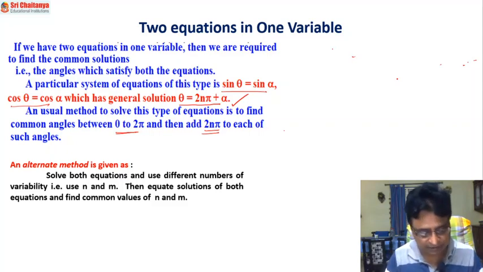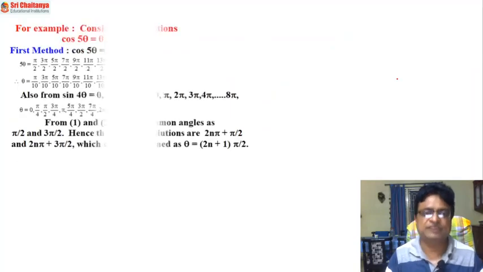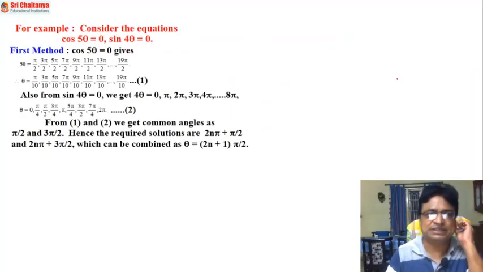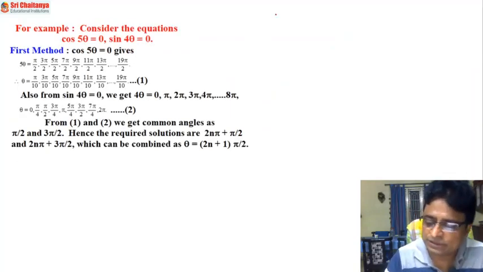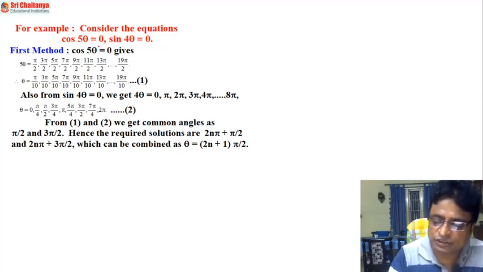This I will explain with a beautiful example. See the steps here, very simple. This is method number 1. Suppose cos 5 theta is equal to 0 is given to you, and sin 4 theta is equal to 0 is given to you.